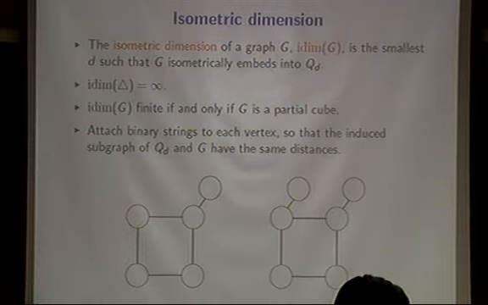So it's not just that you should attach a label and the Hamming distance between the labels should be the correct one. You also need a little bit more structure. So it should be a partial cube. I mean, it should be isometric in the hypercube.